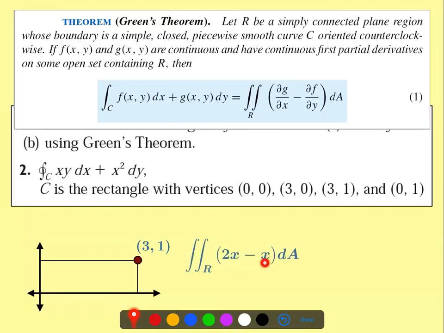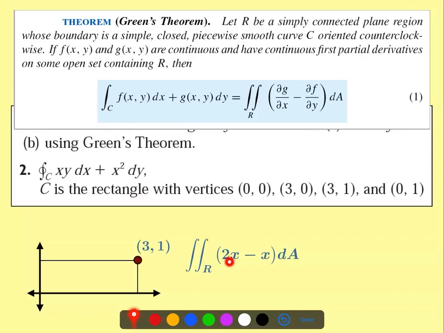And let's see where I got this information from. We want to take the derivative of what's in front of the dy again, the g here, with respect to x. So that's going to give me 2x. And then I want to subtract what's in front of the dx, that's the f here, and I want to take the derivative of that with respect to y, which is giving me the x.